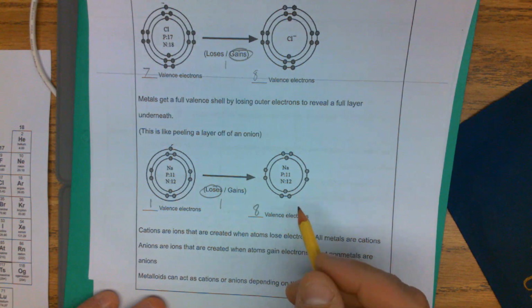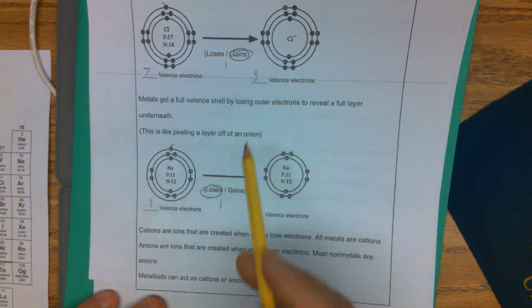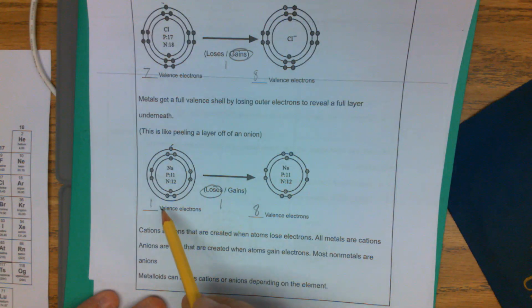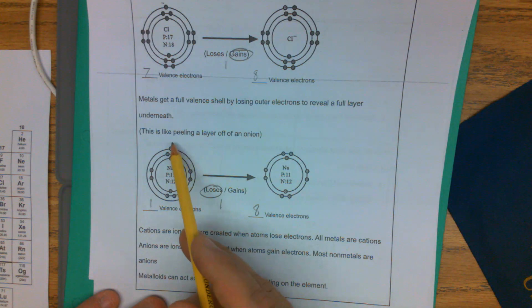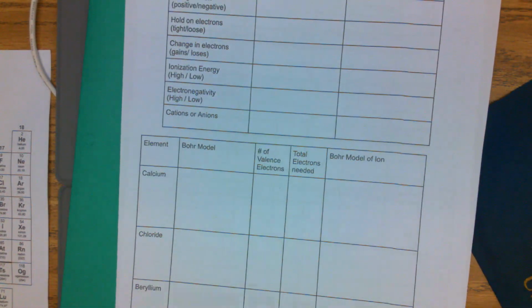So we lose 1 and get 8. And this is where it gets a little bit weird. With chlorine, this makes sense: we have 7, we add 1, we get 8. But here we have 1 and we subtract 1 and get 8. So we're just subtracting the outer layer. All right, so we can look at an example of this.